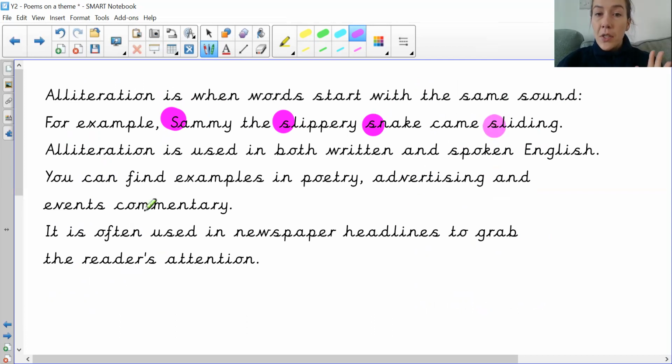So alliteration is used in both written and spoken English. We can find examples in poetry, advertising, and events commentary. It's often used in newspapers in the headlines to grab the reader's attention. So it's all about making your writing interesting and really hooking the reader in.